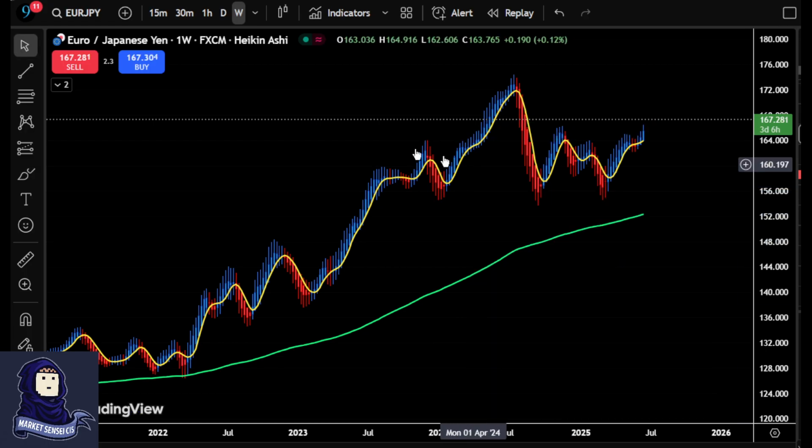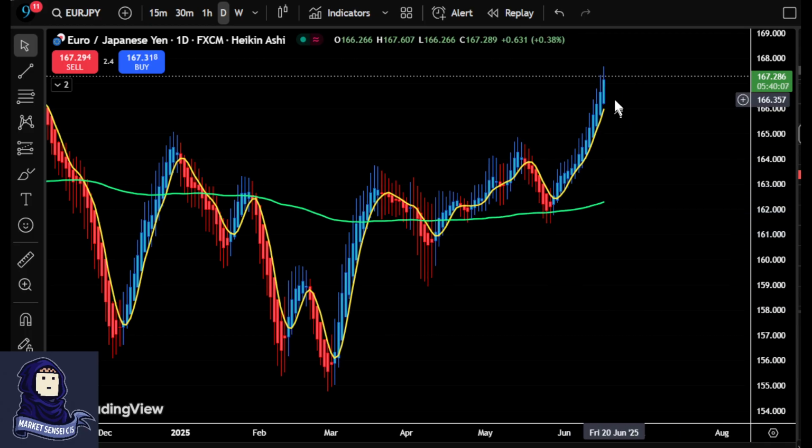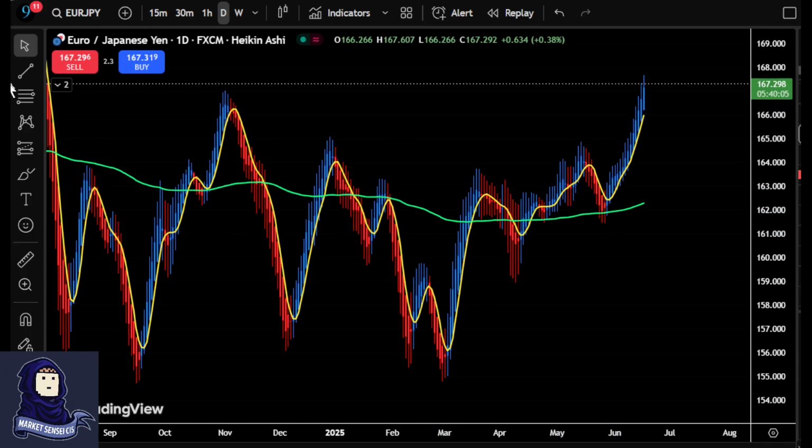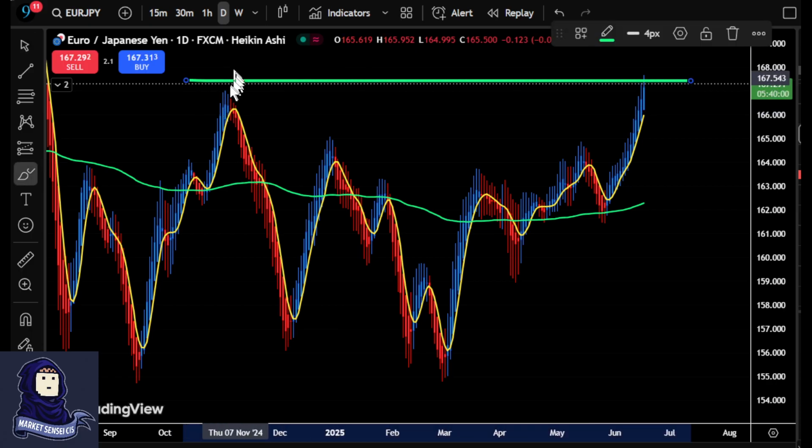Okay, this is EURJPY. Euro yen appears to be sideways at the moment. Let's check out the daily chart. The daily chart appears to be extended, as you can see. It's quite extended. It has entered this previous zone here.